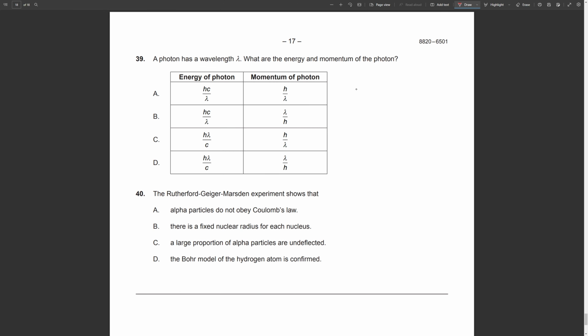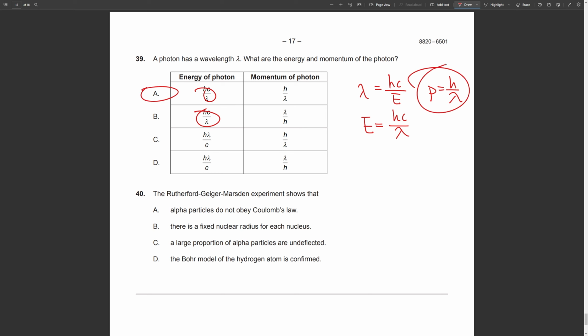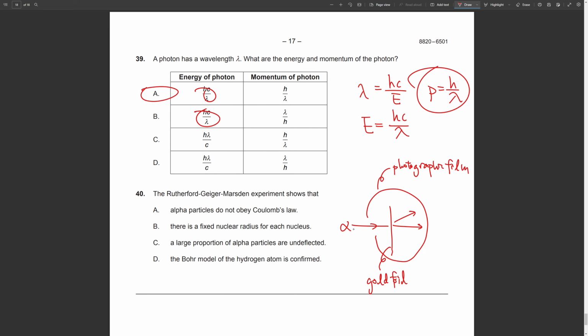Question 39. Energy of a photon and its wavelength is related in this equation. It's given in topic 7. After a rearrangement, you should get hc over lambda. So the answer could be A or B. Next is the momentum. It's about matter wave de Broglie wavelength. The equation is p equals to h over lambda. Therefore, it is A. However, this equation is not given. It is not given in your exam. Please remember this one.